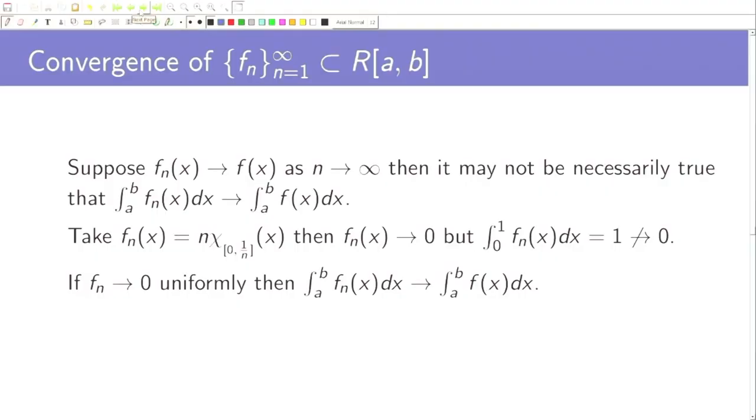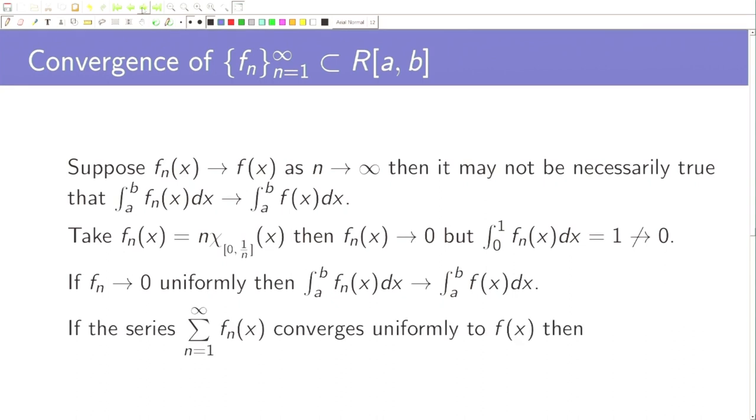However, if f n converges to f uniformly, then we have the result that the integral from a to b of f n x dx converges to the integral from a to b of f of x dx. So, just the pointwise convergence does not give us the required result.